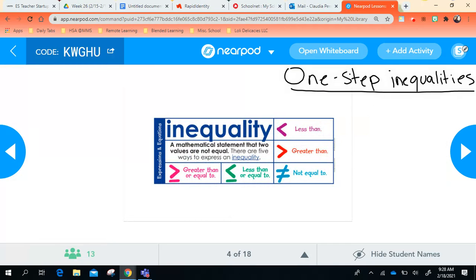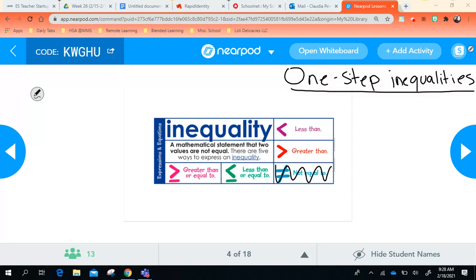Okay, so inequalities. Inequalities are a mathematical statement that two values are not equal. There are 5 ways to express an inequality, and in your little piece of note that we're going to pass around in a few minutes, these are going to be on it. So we are not working with this one this year. We are working with less than, greater than, greater than or equal to, and less than or equal to.